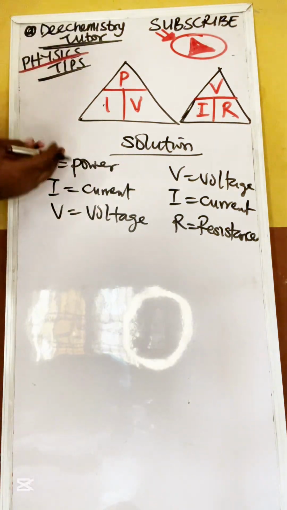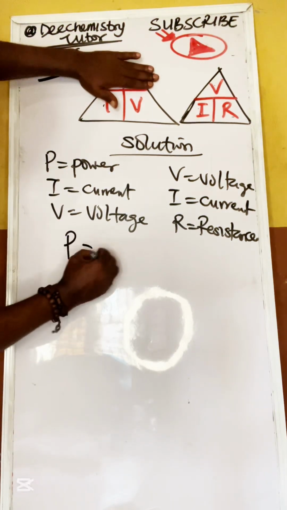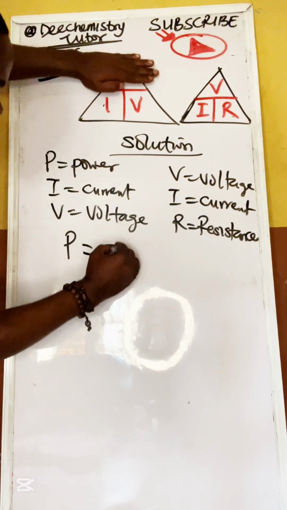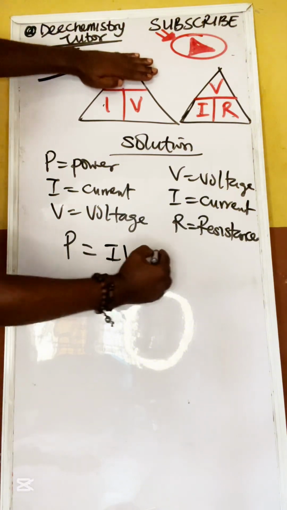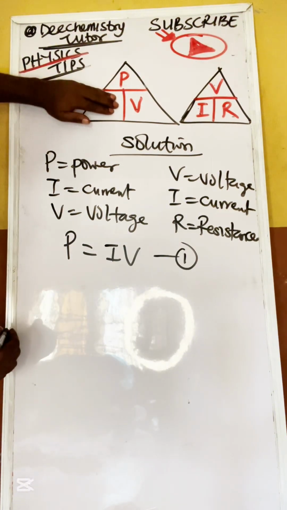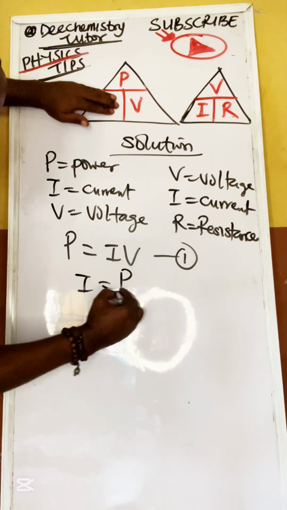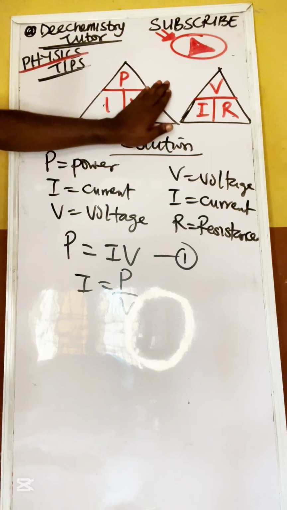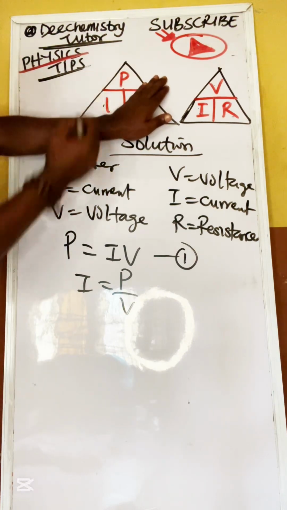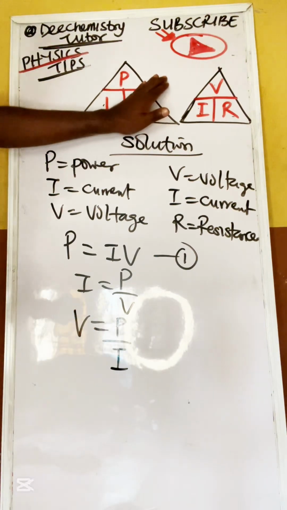Now, don't forget, if I need power, what will I do? Just cover power. What do you see? I times V. Right? That's power. If I need current, what will I do? Just cover current. What is left? What is on top? Current is P over V. If I need voltage, what is on top? P over I. So voltage is P over I. Very easy.